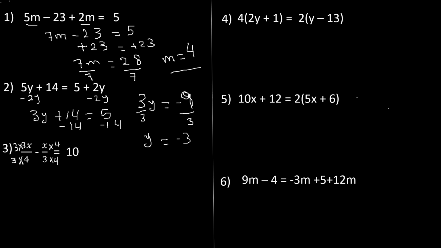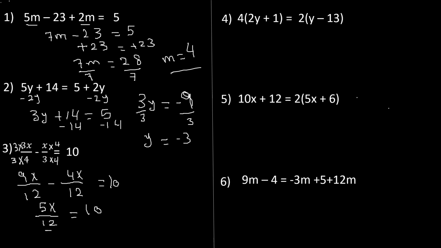So we will get 3 times 3x equals 9x, and 3 times 4 equals 12, minus 4 times x, 4x, over 3 times 4 equals 12. So 9x over 12, it's the same denominator. We have to put 12. And then 9x minus 4x equals 5x over 12 equals 10. Now we need to cancel 5 over 12.